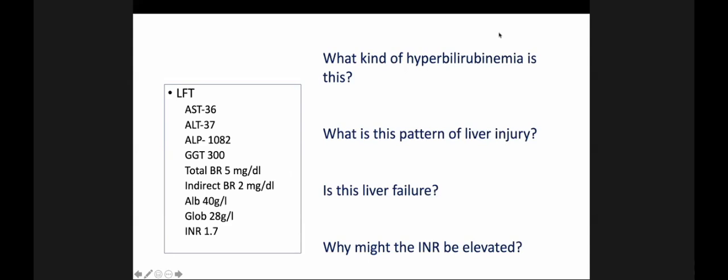Now, before we move to the ultrasound scan, we will, of course, get a liver function test. And this is the liver profile of this particular patient, right? What do you think? So what kind of hyperbilirubinemia is this? It's the conjugated type. It is conjugated hyperbilirubinemia. Yes, very good. So why do you say it's conjugated?